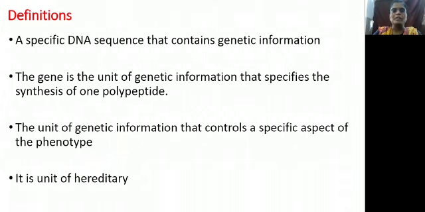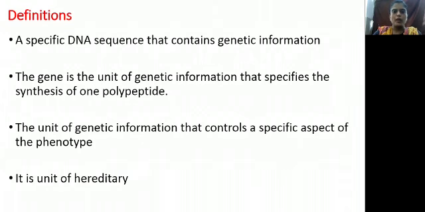A specific DNA sequence that contains genomic information is called gene. Of course, gene is a small part of DNA sequence, and that particular part of DNA sequence, which contains genetic information, which codes for amino acids, which have codons in it, that particular part is called gene. Gene is the unit of genetic information that specifies the synthesis of polypeptide.